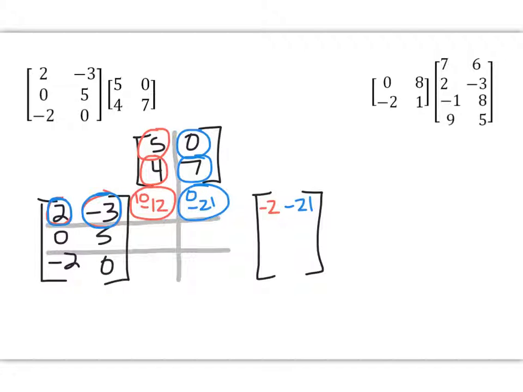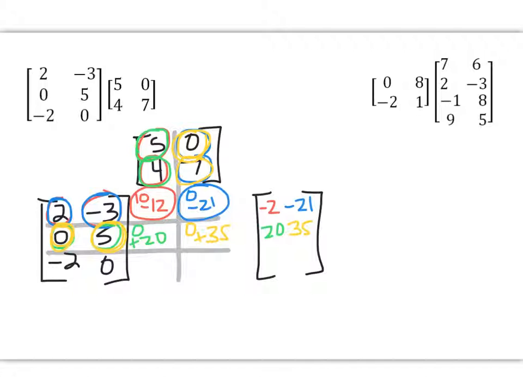Now I'm going to move down. 0 times 5 is 0. 5 times 4 is 20. And let's see if this shows up. 0 times 0 is 0. 5 times 7 is 35.